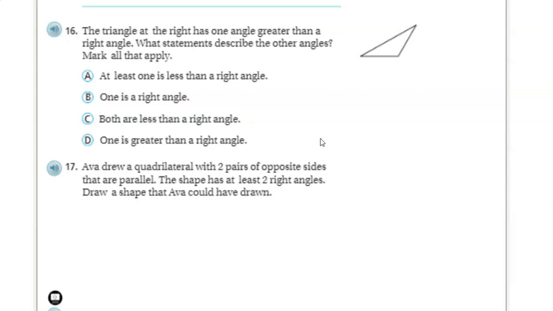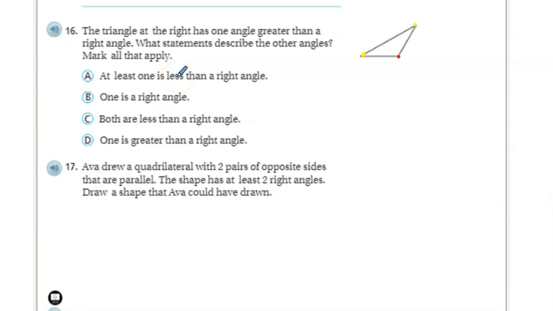16, the triangle at the right has one angle greater than a right angle. What statement describes the other angles? Okay, so the triangle at the right has one angle greater than a right angle. So let's find that. There it is right there. You can see it's open. What statements describe the other angles? So we're looking at this angle and this angle. So at least one is less than a right angle.